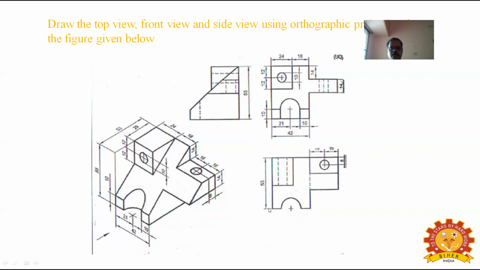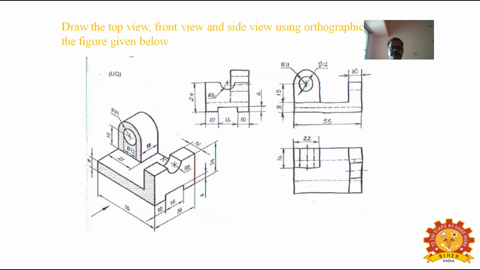And finally, you have to mark all the dimensions: 55, 53, 16 plus 16, 24, 14 mm depth. Every dimension you have to mark. And you have to write top view, front view, and side view using HP pencil. Dimensions are most important. Without dimensions, the drawing is invalid. So we have to be very careful in marking all the dimensions. And we move on to the next one.